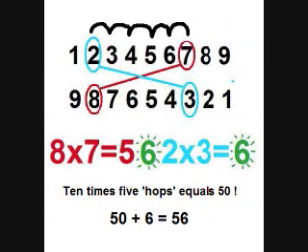Based on what we've been studying, you and I both know that what's happening here is we're subtracting a row from a column to find the distance between the two numbers and then multiplying that by 10. Isn't it nice to be able to understand and know why tricks like this work?